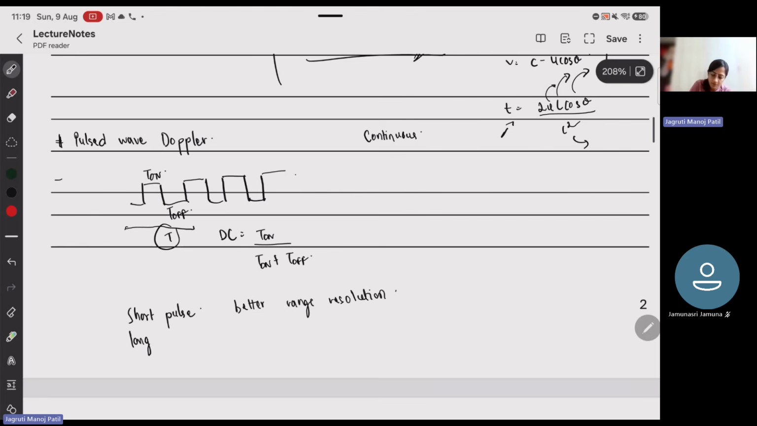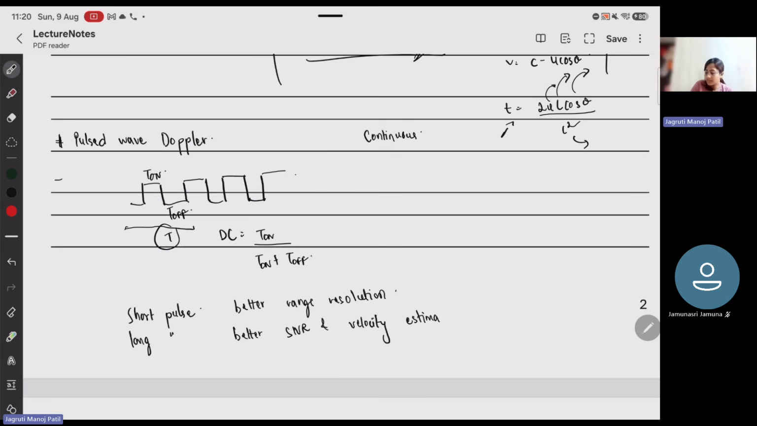Whereas if you have a long pulse, you'll have a better SNR, because over time I'm sending this pulse, even in between duty cycles, so it's being received completely. So I have a better SNR and I'll also be able to discriminate velocity nicely, that is, better velocity estimation.